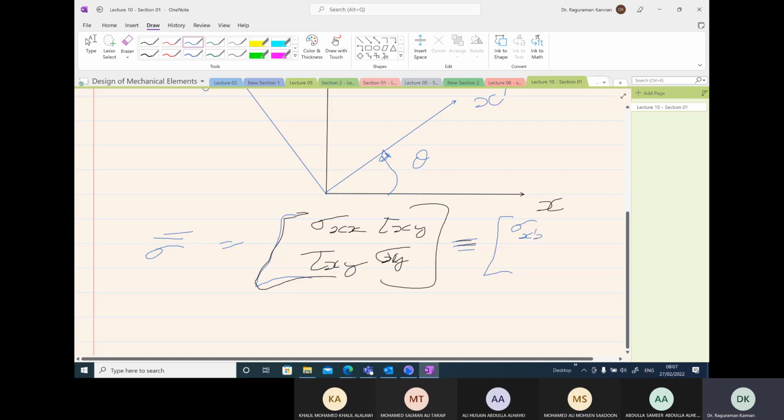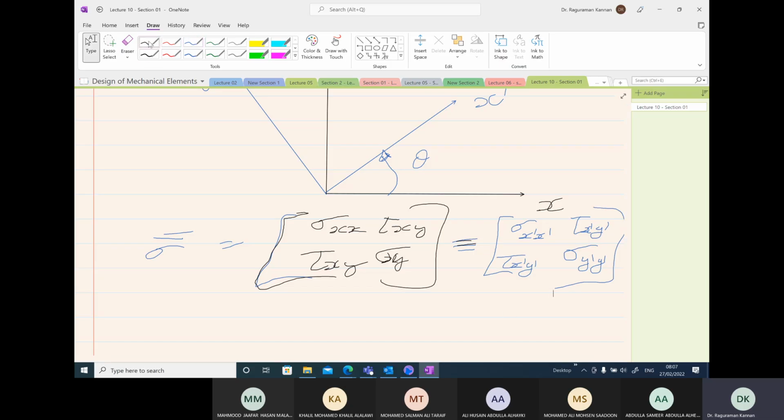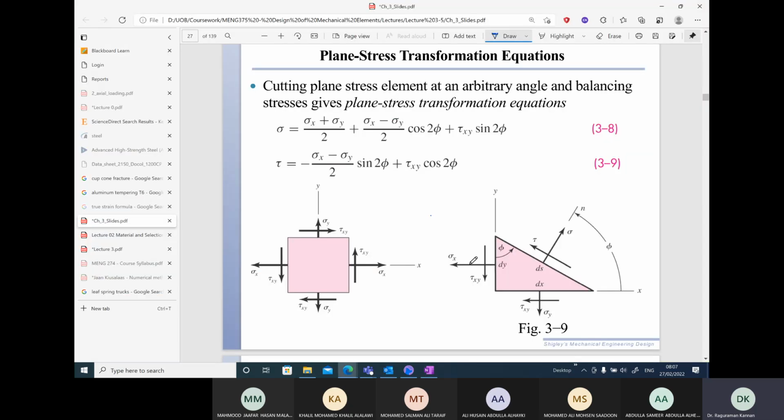We will have sigma x prime, sigma y prime, tau x prime y prime. So these are the new components. We want to find the new components in terms of old components. So these are all known, and the angle theta is known. How do we find the new components? Here we have three unknown components: sigma x prime, sigma y prime, and tau x prime y prime. So how do I find them in the new direction?